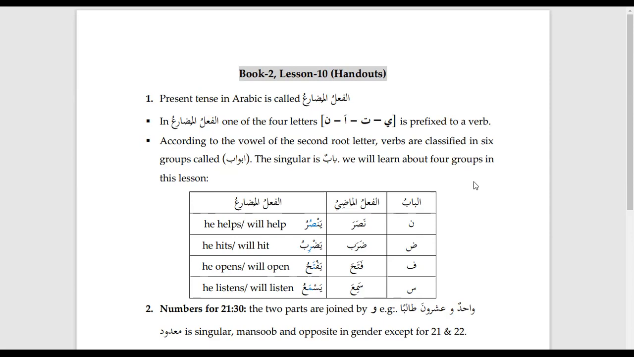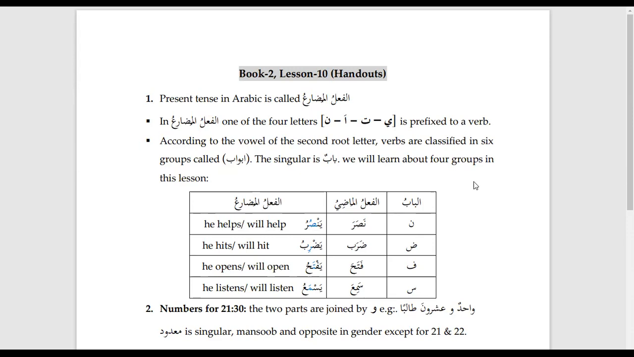Whereas for 13 to 19, the tamyiz will be mansoob, al-fath. Yani it will take only, it will be mansoob. For example, you want to say... it will be mufrad, singular. That's right. Okay.